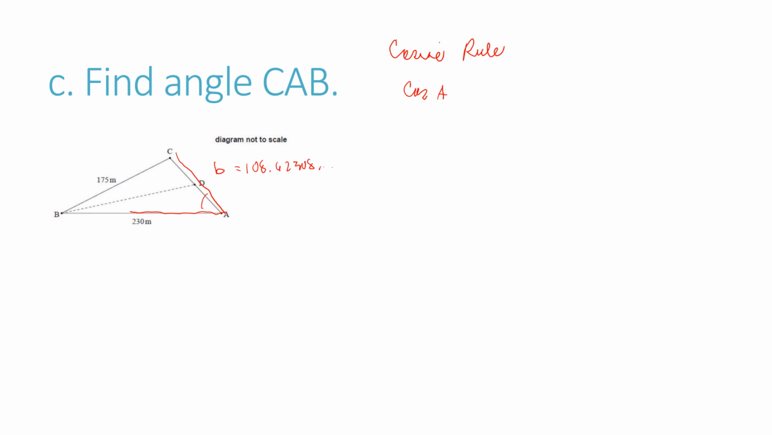108.62308, the original. And this is our C, and this is our A. So we can apply the rule that cosine A is equal to the sum of the squares of the adjacent sides, B squared and C squared, minus the square of the opposite side of the unknown angle, which is A squared, over 2 times the product of the adjacent sides. So we can use cosine A.